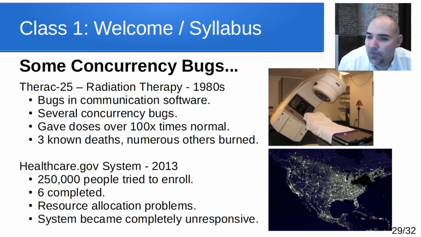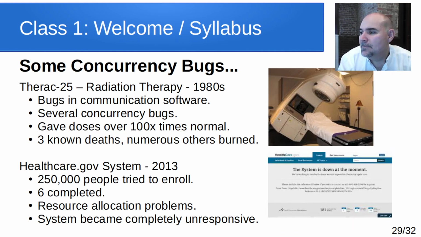Healthcare.gov, this is a little bit different problem. And I don't know why I still have the blackout picture there, although I guess it makes sense. But the healthcare.gov system in 2013, 250,000 people tried to enroll. And here I'm going to pause this for a second and change that picture out to something more appropriate. Okay, so we're back, and I changed that out to the actual error message that people saw when they tried to use the system.